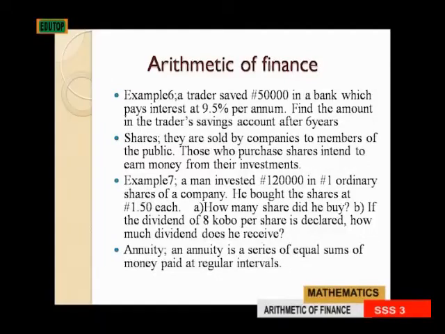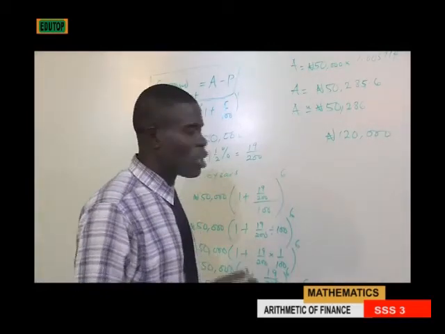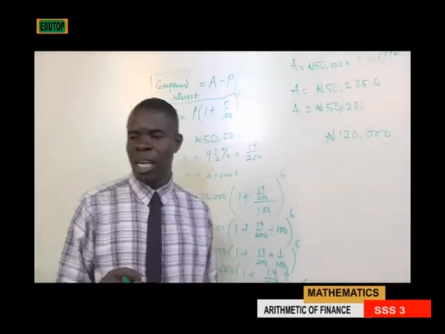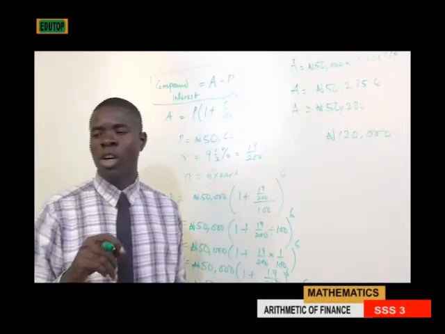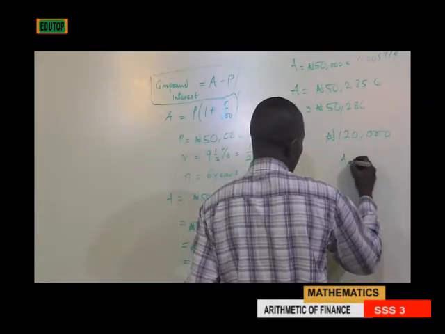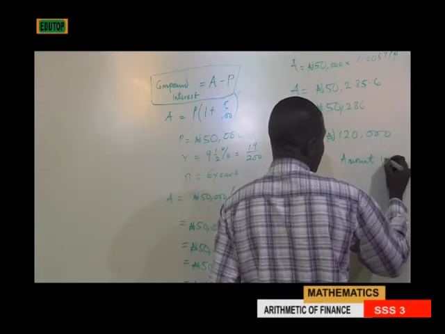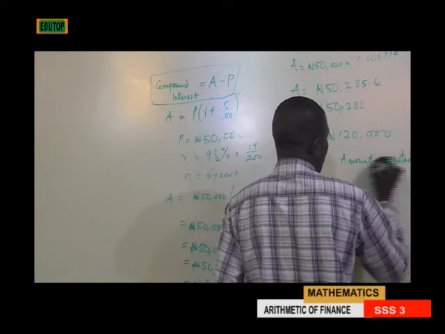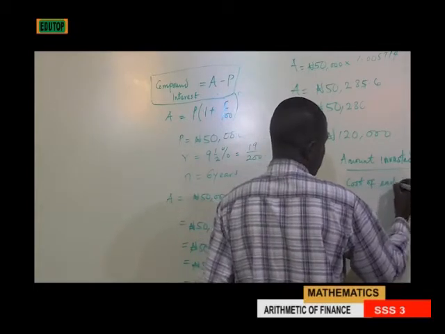1.50 naira. So the questioner asked how many shares he bought. If you want to calculate the number of shares that the man bought, it will definitely be the amount invested over the cost for each share. So it will be amount invested divided by cost of each share.